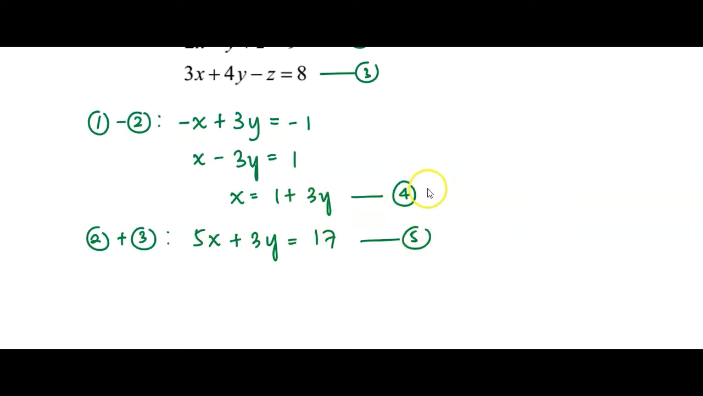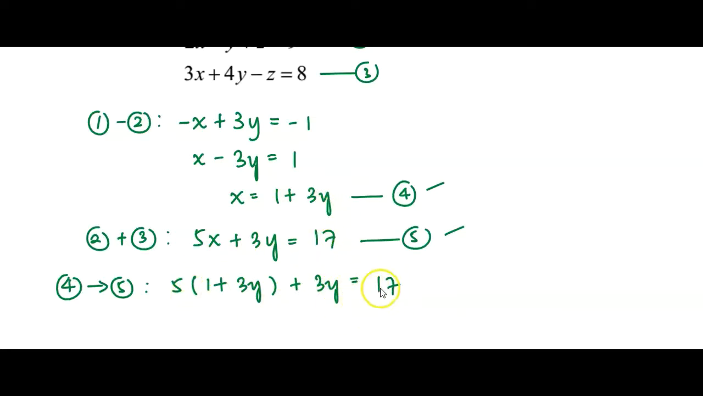Then how can I solve for 4 and 5? I'm going to use the substitution method. That is, put equation 4 into equation 5. How do I put equation 4? It means that I'm going to substitute the x over here as 1 plus 3y, meaning substitute equation 4, x as 1 plus 3y, into equation 5. So my equation 5 will become 5 times x, and this x will be replaced by 1 plus 3y, plus 3y equals 17. So my equation 5 will become like this.